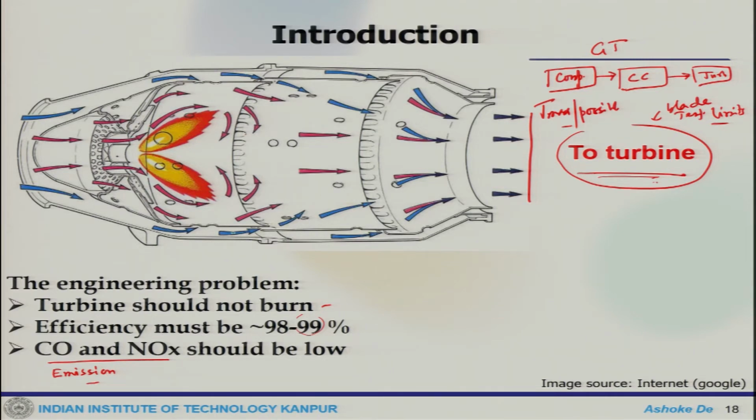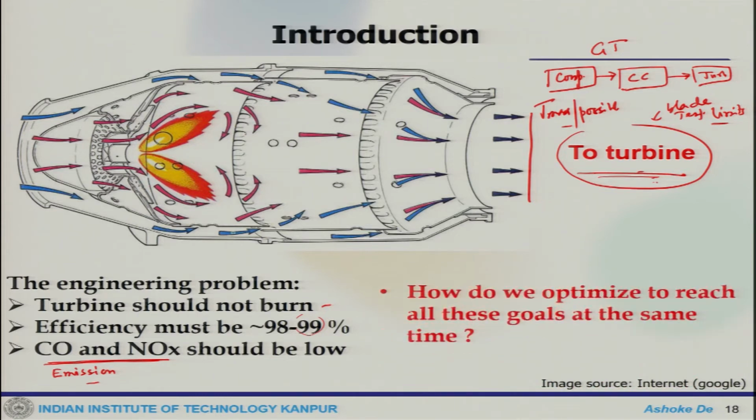So again I am trying to optimize the whole system. I do not want to increase my temperature to a limit that will lead to catastrophic failure of the turbine elements. At the same time, I want my efficiency to be close to 100%, or if not, still remain at 99% efficient. And the emission is another stringent norm that one has to follow, that means the emission norms should be fulfilled. That brings us to an important question: how do we optimize to reach all these goals at the same time?